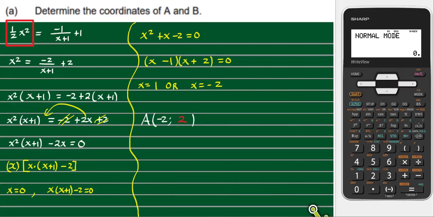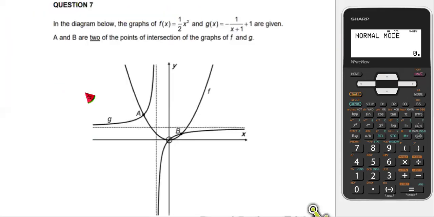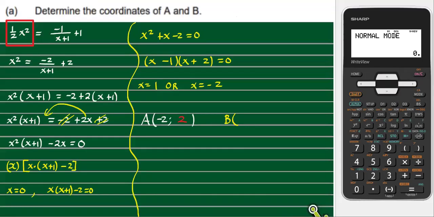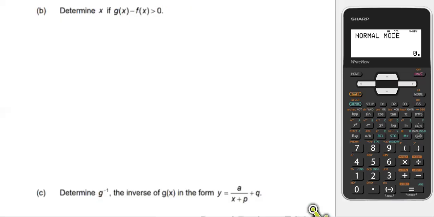All right, let's go for B. Point B, let's locate it, is the one that is more positive, greater than 0, so that will be the 1. Put 1 squared here is 1 times half, it's going to be a half. So those are the coordinates there. Then I can give them the 0, 1, 0, semicolon, and 0. Good. Now, next point.